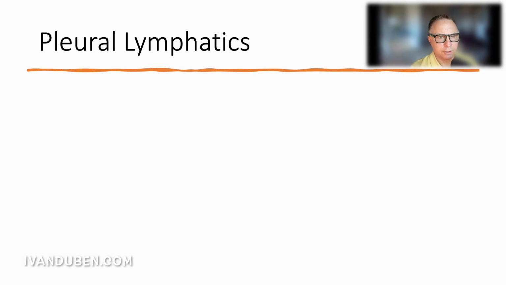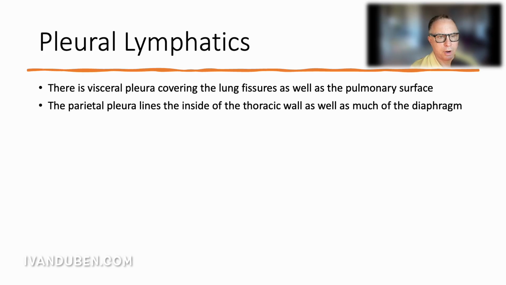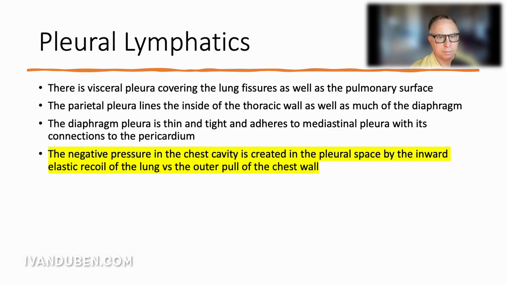Taking a look at pleural lymphatics, there's a visceral pleura covering the lung fissures as well as the pulmonary surface. The parietal pleura lines the inside of the thoracic wall as well as much of the diaphragm. The diaphragm pleura is thin and tight and adheres to mediastinal pleura with its connections to the pericardium. The negative pressure in the chest cavity is created in the pleural space by the inward elastic recoil of the lung versus the outer pull of the chest wall.